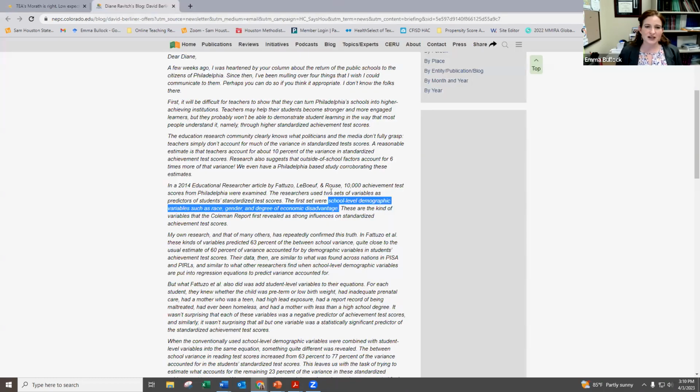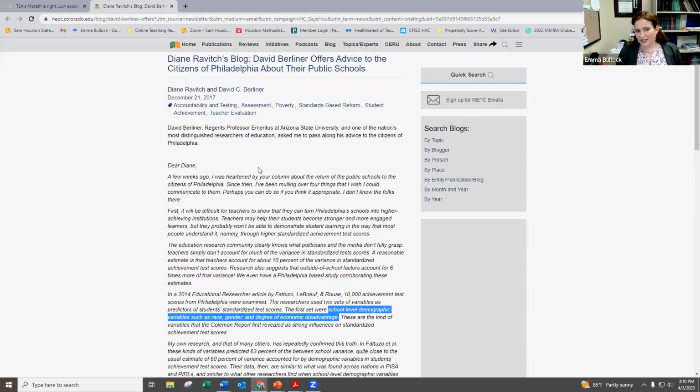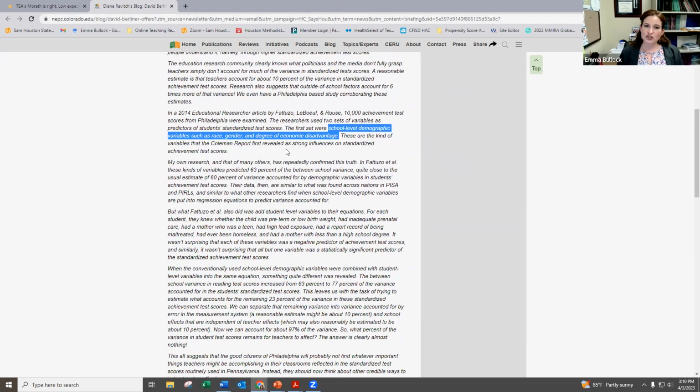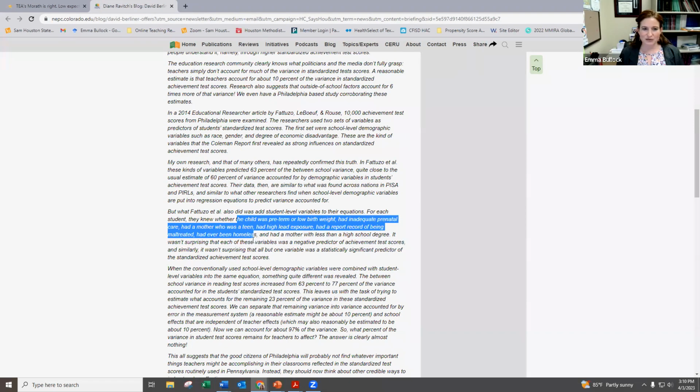So then I come over here and you've got this blog that's talking about research from David Berliner, who's out of Arizona State University. And he talks about how most research uses school level demographic variables such as race, gender, and degree of economic disadvantage. But then he talks about how in his research, there were all these other kinds of variables, like whether the child was preterm or low birth weight, or whether they had high lead exposure, or had ever been homeless, or had a mother with less than a high school degree.